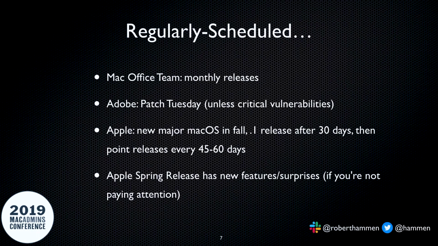And of course, Apple releases the new major macOS release in the fall. The 0.1 update usually drops within the first month with critical fixes. And then every 45 to 60 days after that, we will see the next bug fix release. So there's always going to be a new update coming from Apple, at least until they hit .6, and then we start over with the next version.